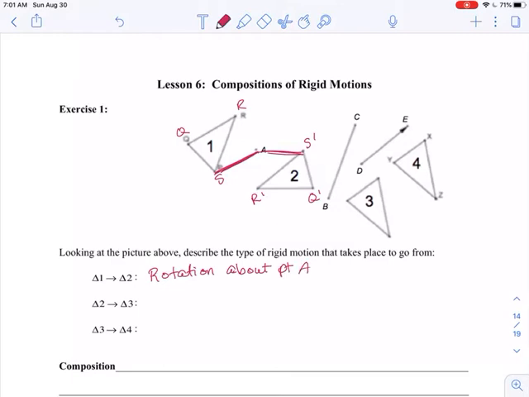To go from triangle 2 to triangle 3, now that looks like I exactly flipped it because this looks like Q double prime, this would be S double prime, and this would be R double prime. I just reflected that over line BC. So I did a reflection over line BC. And to go from 3 to 4, you can see I just shifted it up. I did a translation.